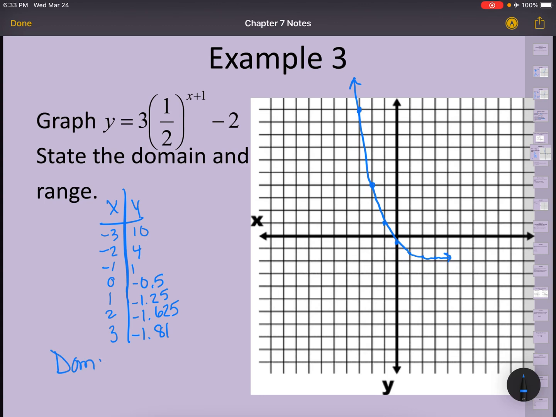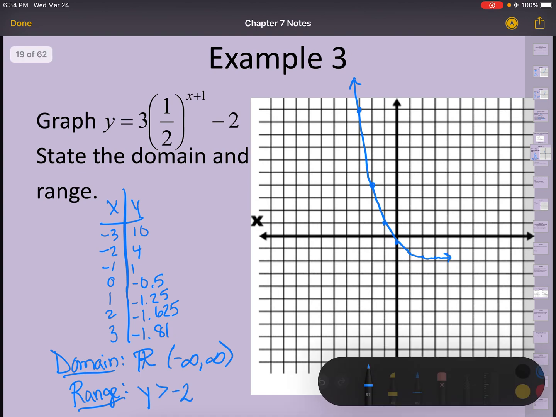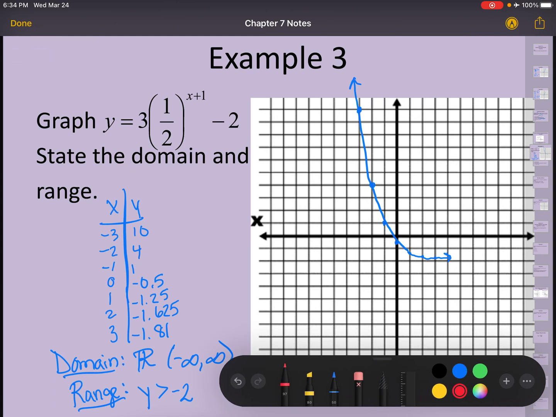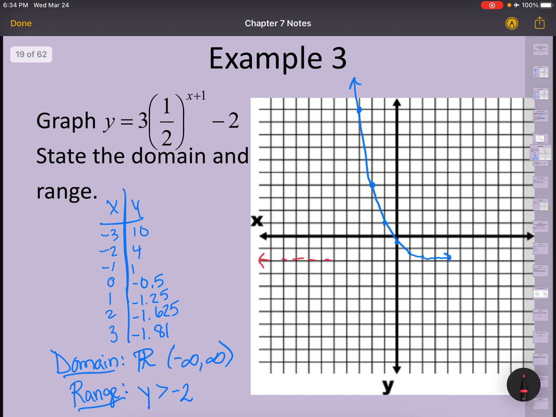So again, our domain, if we look, we're left and right here, is just still all real numbers. We're hitting all the negatives and the positive x's, but the range in this case, our asymptote, is negative 2. And we're hitting everything above negative 2, but nothing below negative 2. So we're looking at all the y's greater than negative 2, but not equaling negative 2 because it's never going to cross the line of negative 2. And if you need help visualizing that, go ahead and make a dotted line as the asymptote to kind of help you guide your graph.